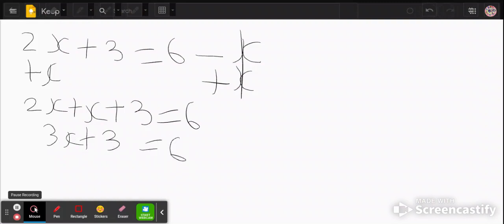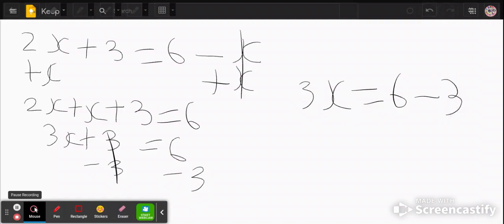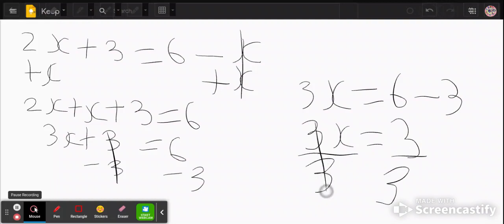We need to get rid of the number that's beside the term, and that is 3. So we're going to minus 3 from both sides, right? So we're left with 3x is equal to 6 minus 3, right? 6 minus 3 is 3, so 3x is equal to 3. Divide both sides by 3, right? And therefore, x is equal to 1.